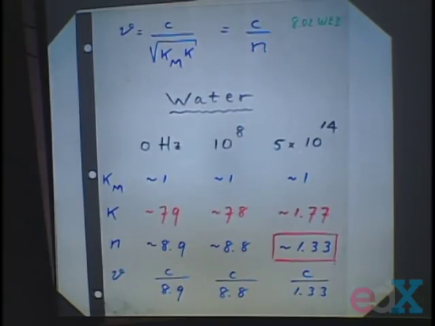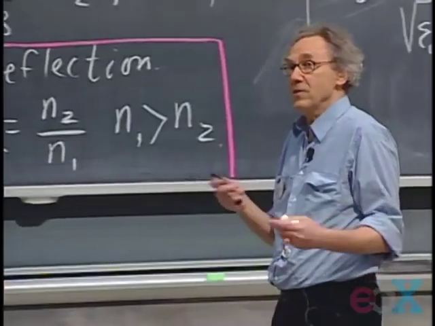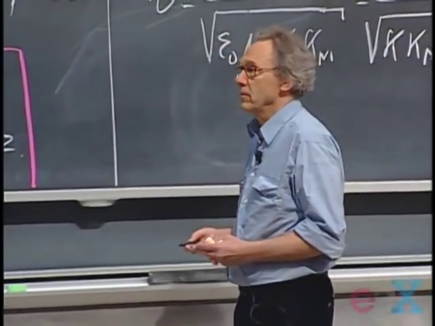and at visible light, these are the frequencies of visible light, it's way lower. We just discussed that. The oscillations go too fast. The electric dipoles can't follow it.